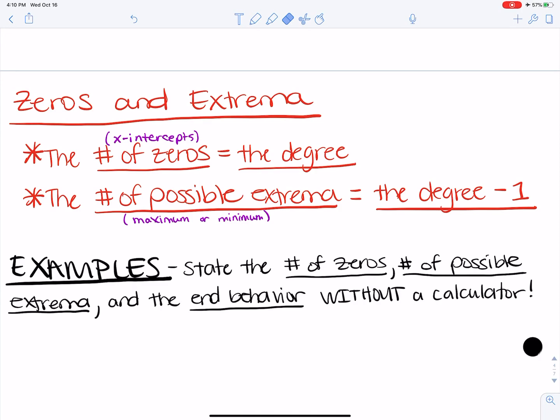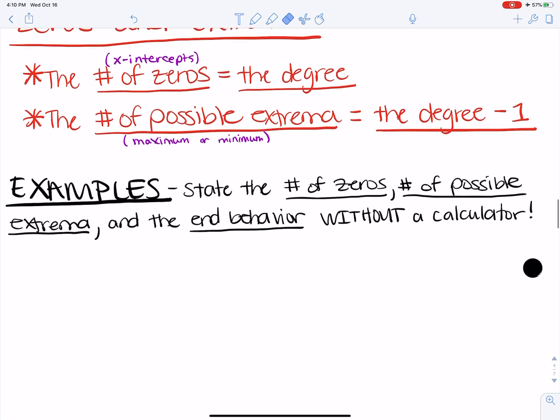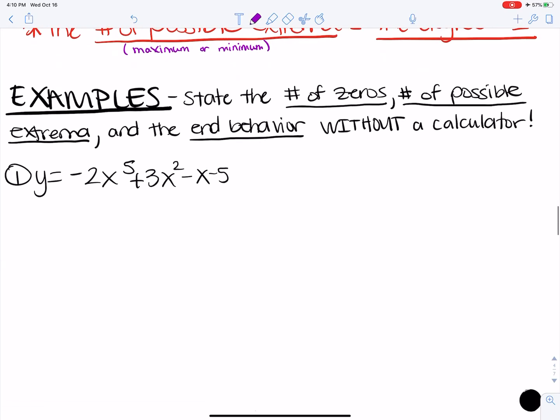Example. State the number of zeros, which is the degree. State the possible extrema, which is 1 less than the degree. And the end behavior without a calculator. Here's our example. Okay, stating the number of the degree. First of all, we need to identify the degree. So this is a 5 degree. So since our degree is 5, and technically this thing is opening down, well, it's going down, it's odd. So odd means it's going to be a line going down.